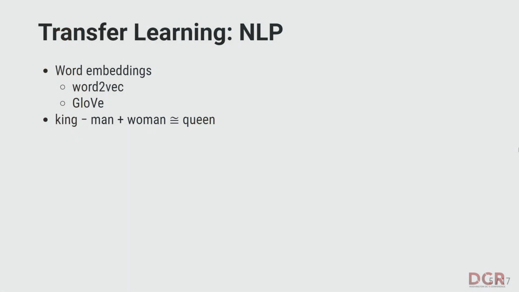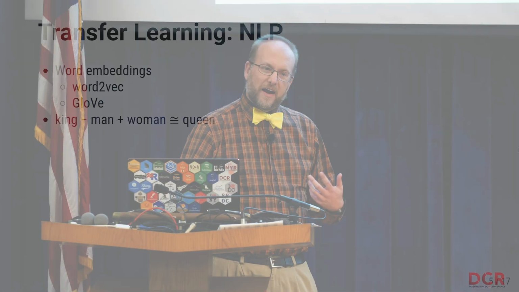We've had kind of transfer learning in natural language processing for a while now in the form of word embeddings. Word2Vec and GloVe are two examples of that. And the famous case is, if you take the vector for king, you subtract the vector for man, you add the vector for woman, the closest word is queen, which is pretty cool. You can start doing math with language.